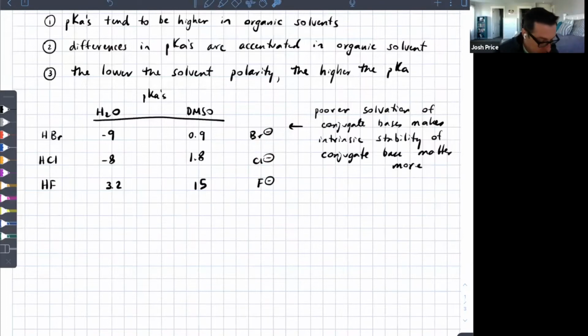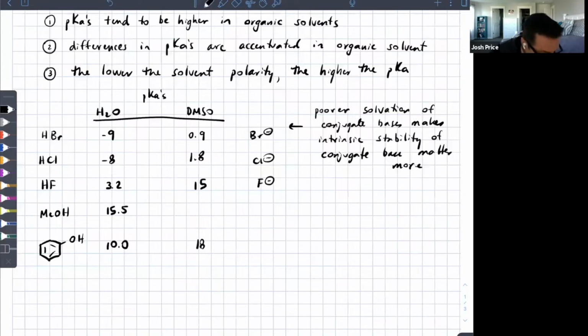Another example of this would be just comparing something like methanol and phenol. The pKa of methanol in water is about 15, whereas phenol is somewhat lower than that, about 10, because of the resonance stabilization of the conjugate base. But in DMSO, those pKa differences, oops, got them wrong. Those pKa differences are even wider.